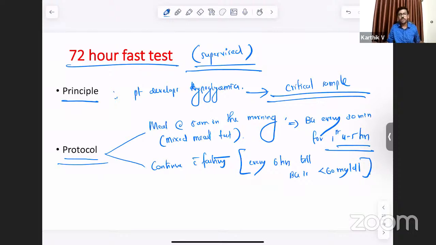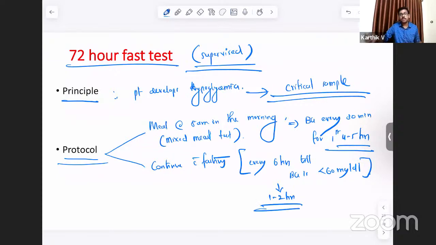But in our institution, we used to check every 2 to 3 hours. So from the onset of the fast test itself, we would do capillary finger stick blood glucose measurement every 2 to 3 hours. But the guidelines say every 6 hours till the blood glucose is less than 60 milligram per deciliter, and thereafter every 1 to 2 hours.